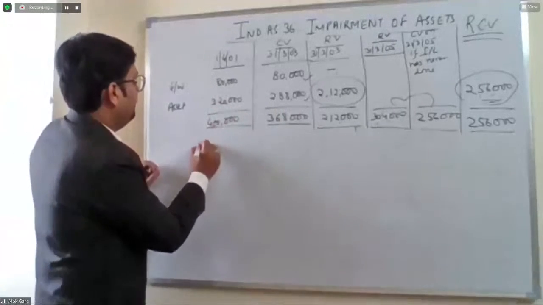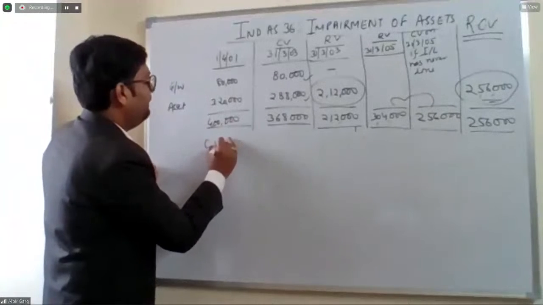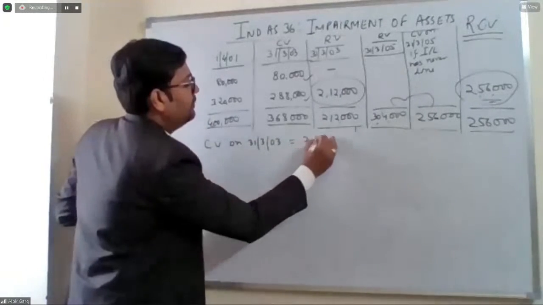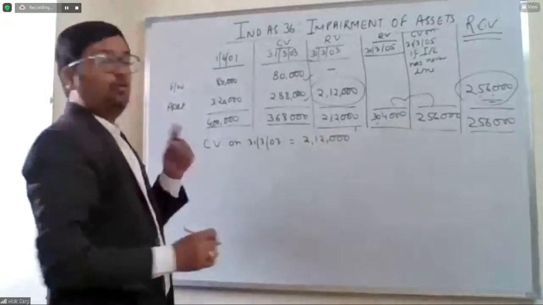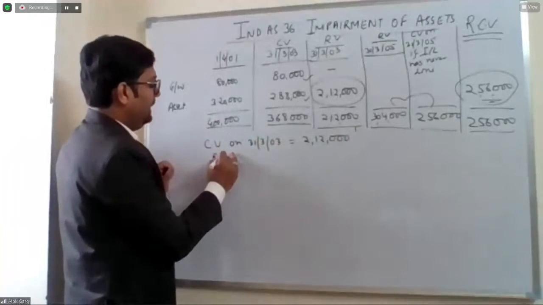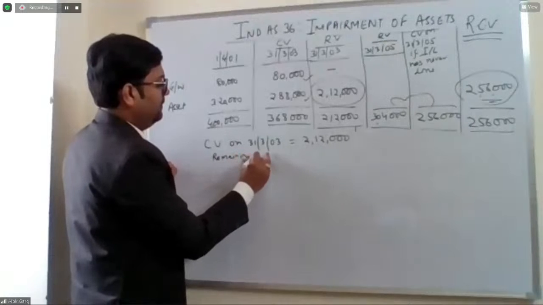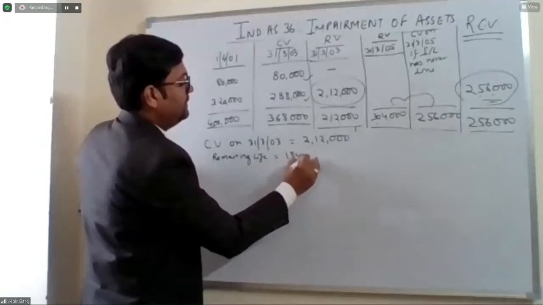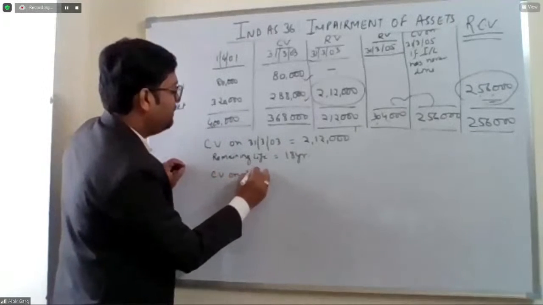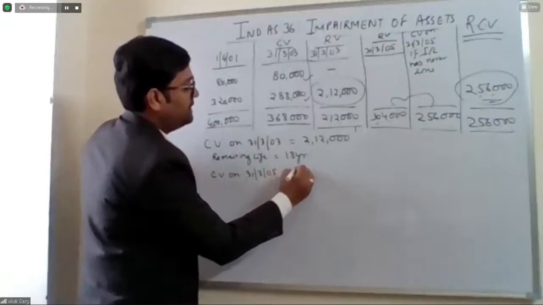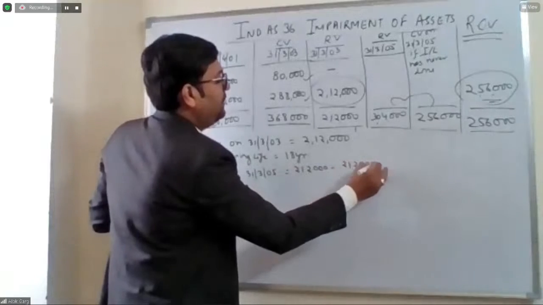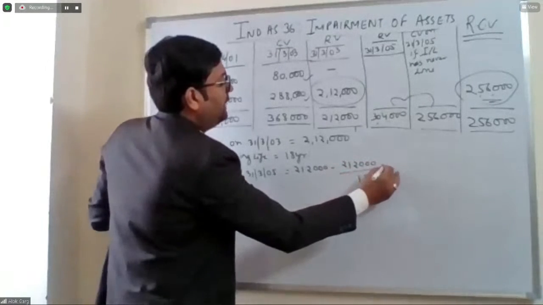First of all, the carrying value on 31st March 2003 was 2,12,000. And the total life was 20 years. So what is the remaining life? Remaining life is 18 years. So now we need to calculate the carrying value on 31st March 2005, which is 2,12,000 minus 2,12,000 divided by 18 multiply by 2.